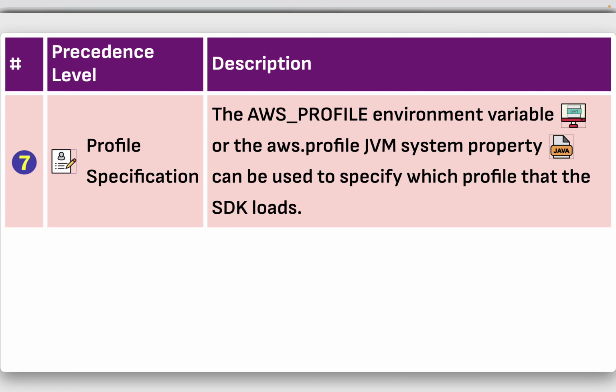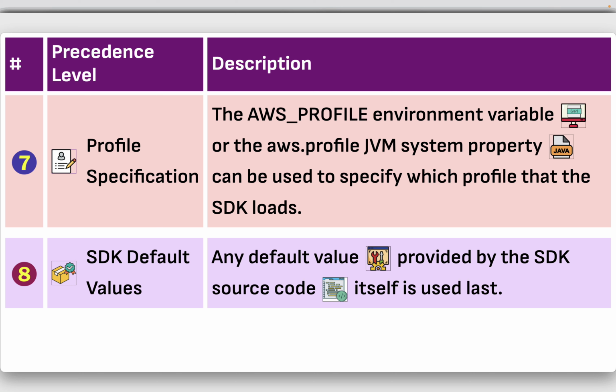And lastly, we have the profile specification. Here the AWS_PROFILE environment variable, or aws.profile in the case of a JVM system property, is used to specify which profile the SDK, the software development kit, loads. And we have SDK default values. Any default value provided by the SDK source code itself is used last.